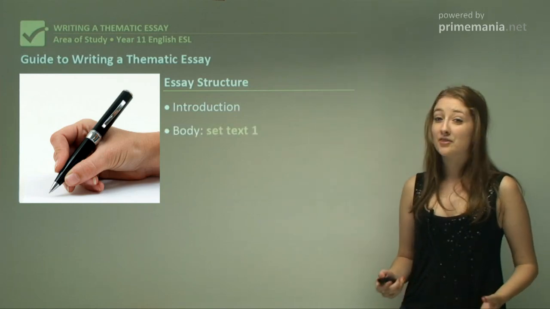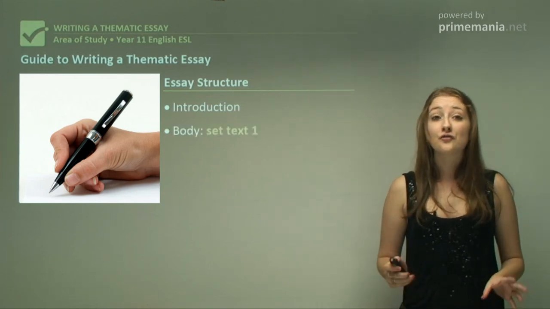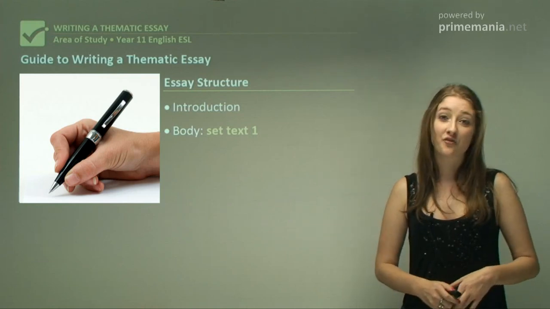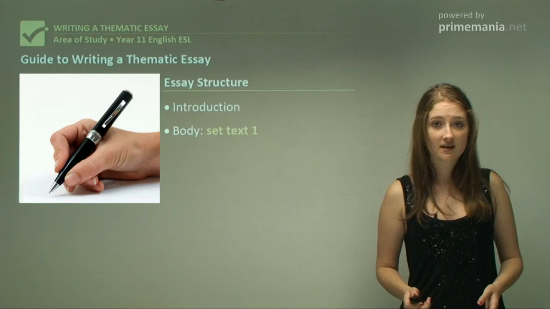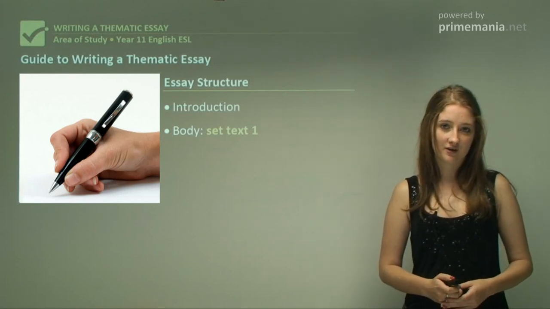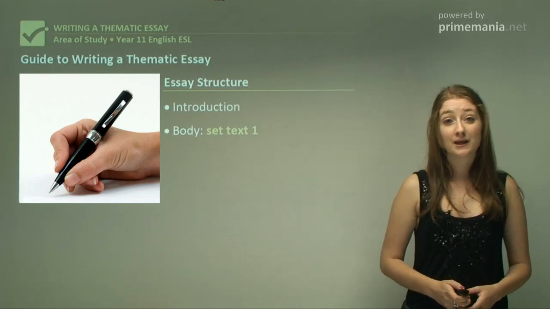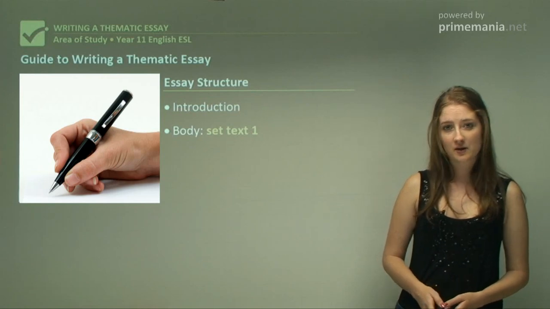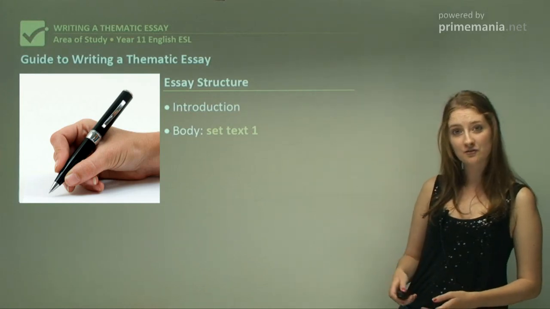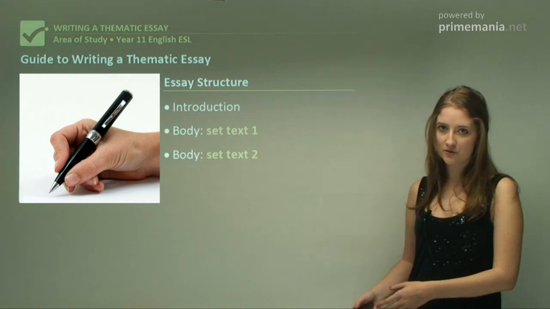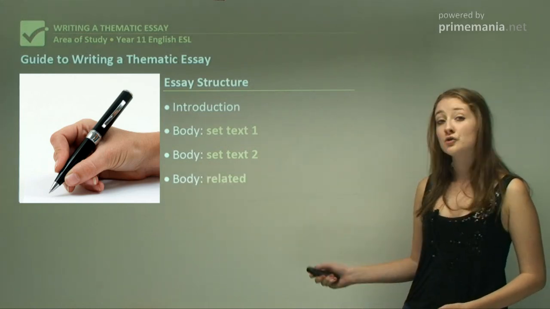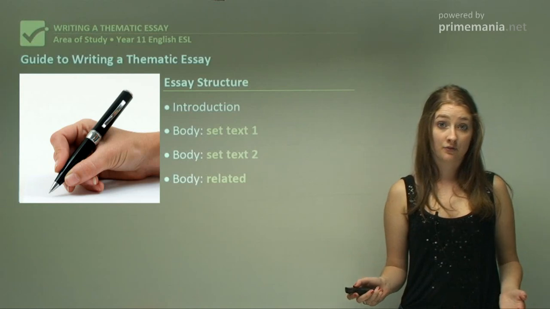You're then looking at the body of your text. So the first section is going to be on your first set text. Remember, in ESL, you're studying 2 set texts and 1 related text for this area of study. So you want to be splitting your essay roughly into thirds, with your set text as the first element of the body, then the second set text as the second element of the body, and then your related text as your third element of the body.